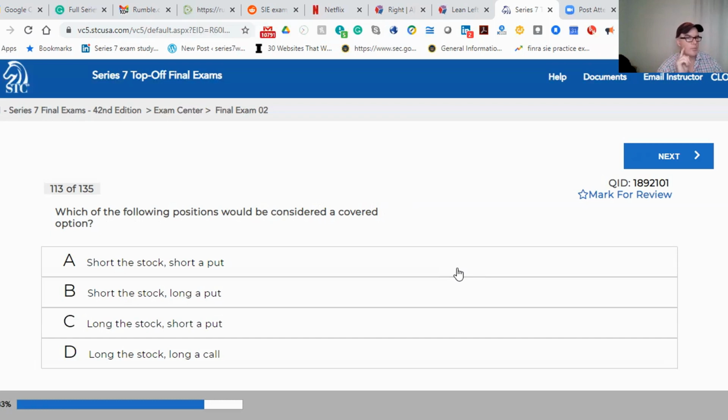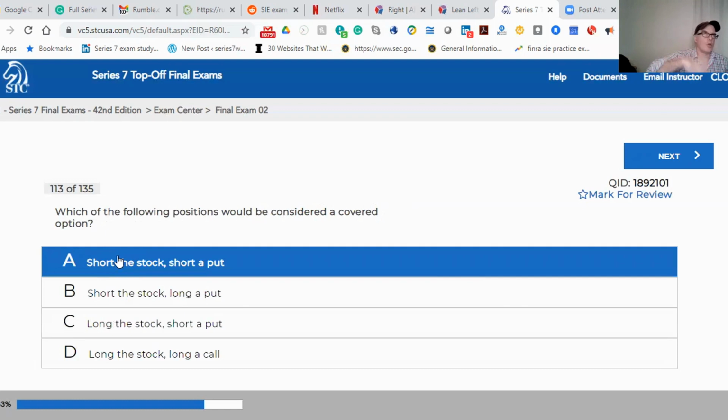Long the stock, long a call. They're both buy. So that's out. So it has to be short the stock, short a put. So covered calls are long stock, sell a call. Covered puts are short stock, short a put. Unlimited loss on that baby too.